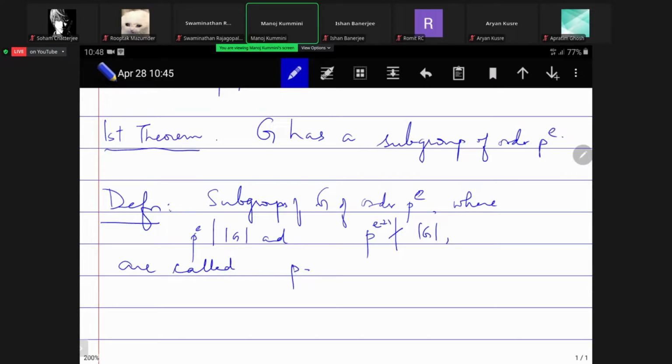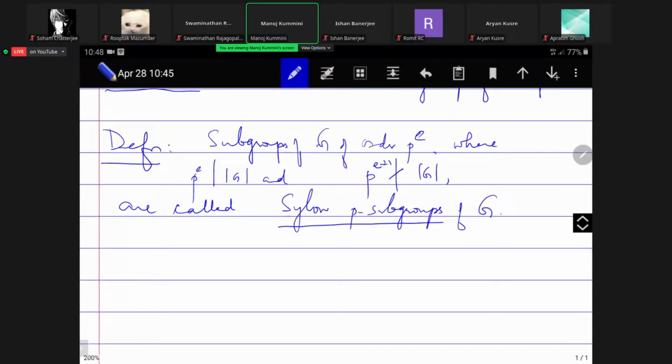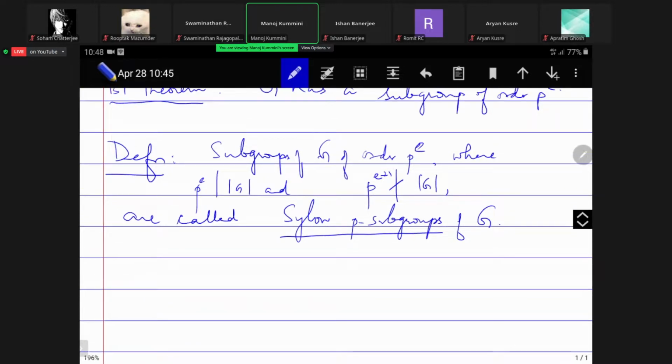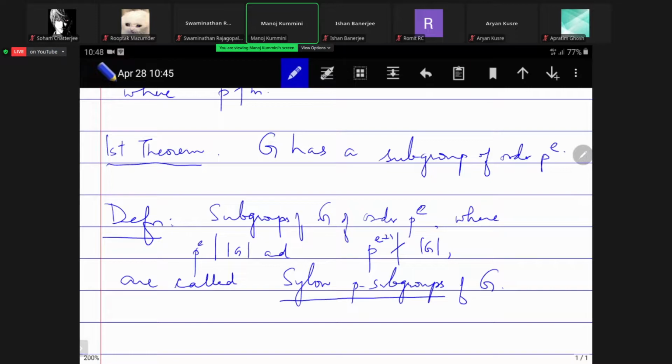These are called Sylow P subgroups of G. So what it is saying is that there is something called a Sylow P subgroup for every finite group and every prime P dividing the order. The order of the subgroup is the largest power of P that divides the order of the group. So on Tuesday, we proved the first theorem, that G has Sylow P subgroups.